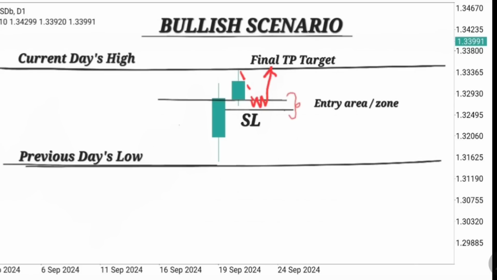So your take profit will be right there. For some of you that are asking about your take profit, it should be at the current day's candle high. You know, your current day's candle had a high initially before now it pulls back, right?